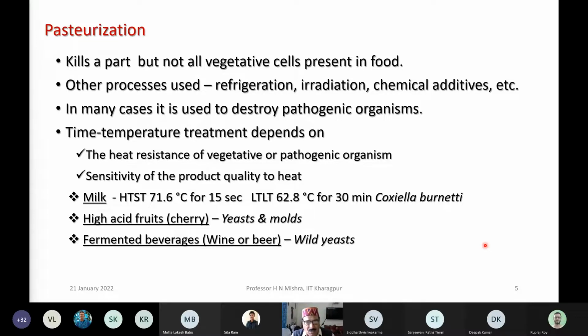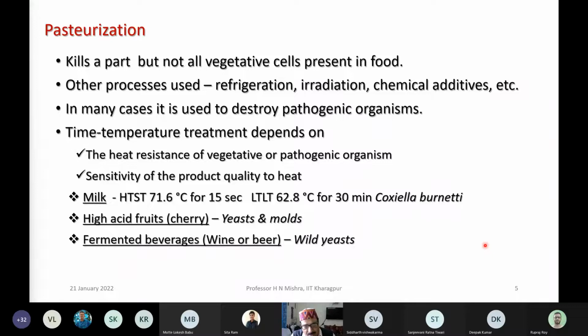However, since pasteurization does not kill or remove all microorganisms, some non-pathogenic or spoilage causing microorganisms will be there. So therefore, to have a little higher shelf life, for the pasteurized foods some other methods are used like refrigeration, irradiation, chemical additives, etc. Like pasteurized milk which you are getting, it is advisable to keep it inside the refrigerator, not in the open atmosphere, if you want to have at least some days, 1 week or so shelf life. Otherwise, the other microorganisms will spoil the food.